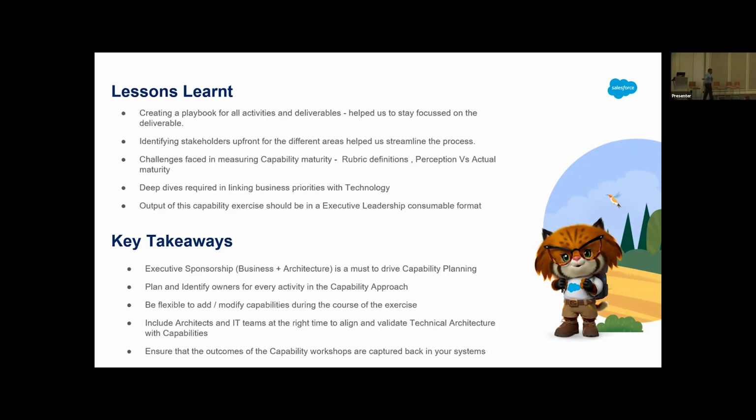The last point is very, very important. It's not enough to do the workshops and get all the feedback on capability and maturity. It needs to go back into the system and be updated there. You need to have a baseline. We don't have a baseline, so next year it's starting from 0. So you need to go back to the baseline.